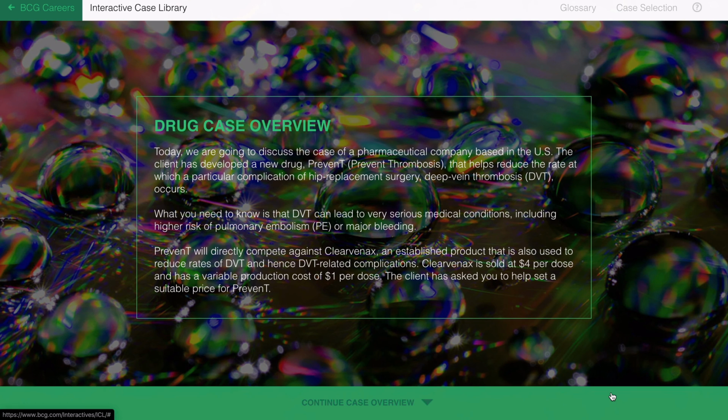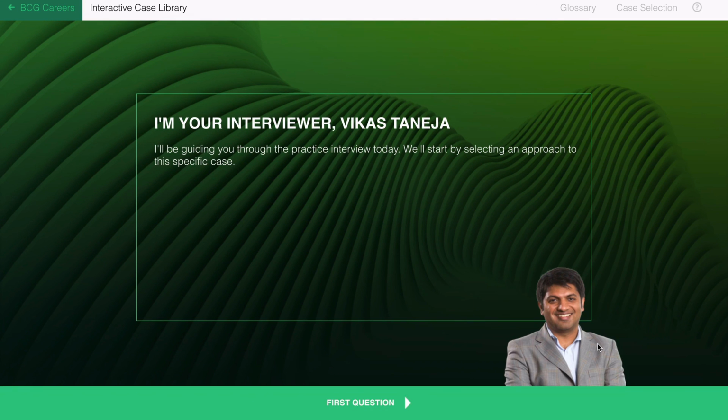Clearvanax is sold at $4 per dose and has a variable production cost of $1 per dose. The client has asked you to help set a suitable price for Prevent-T. Okay, so this case, clearly a pricing case. Let's see how we go through it. Okay, our interviewer, Vikas, will walk us through this.